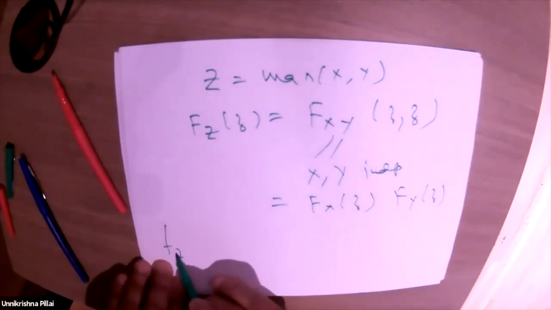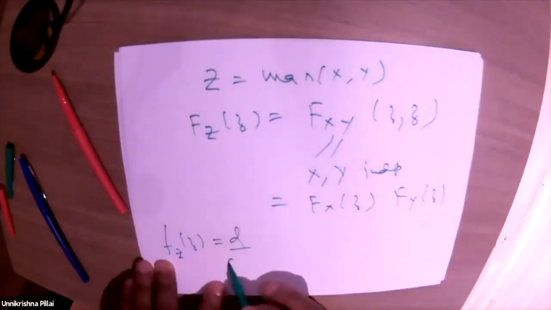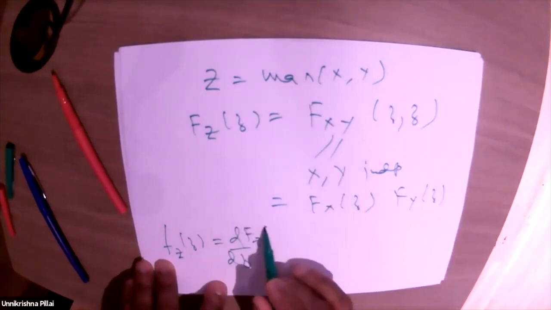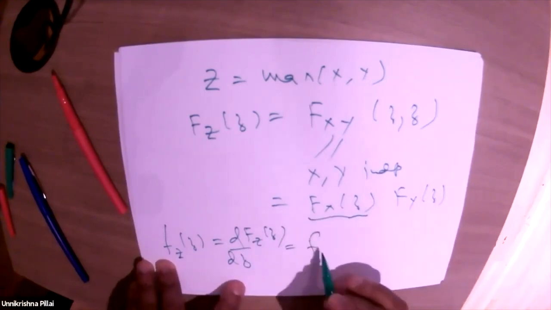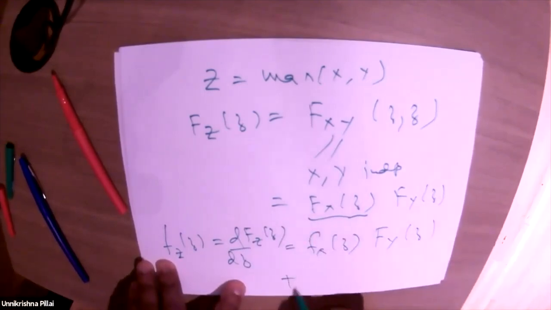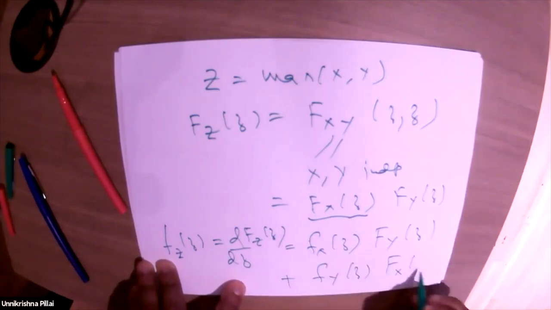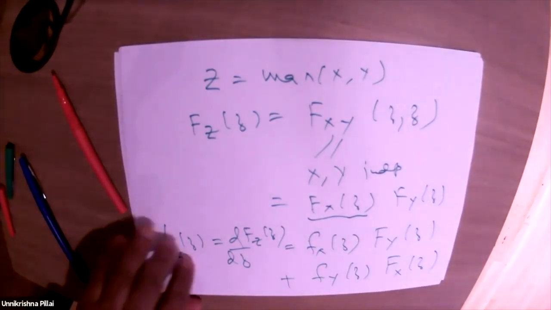In that case, for the density, otherwise you just have to do it directly. In the independent case, we have this nice formula. We can use the UV formula. So that is fx of z multiplied by fy of z plus fy of z multiplied by fx of z. And then if you know the specific problem, you can plug it in here.